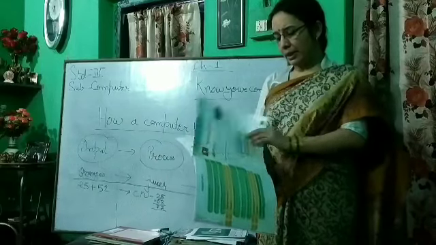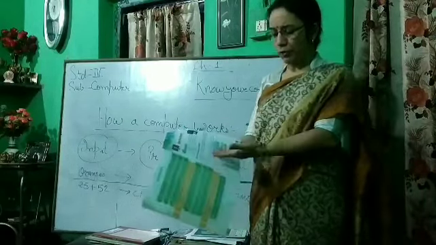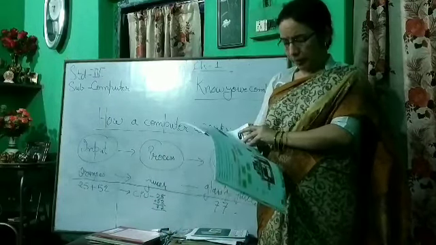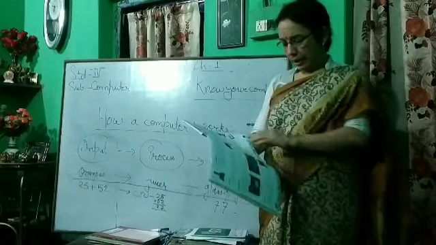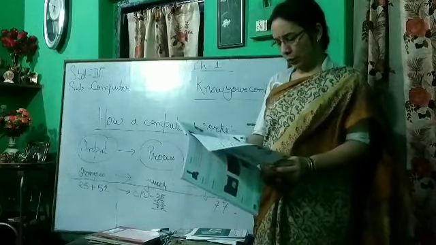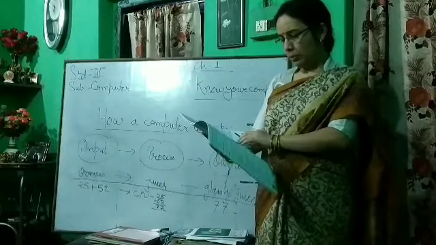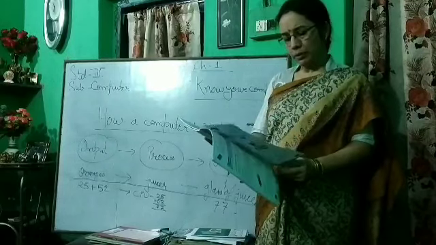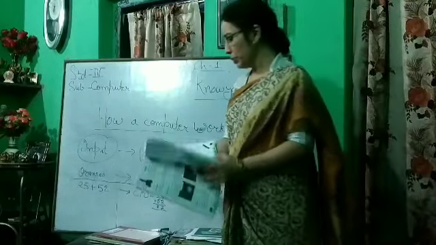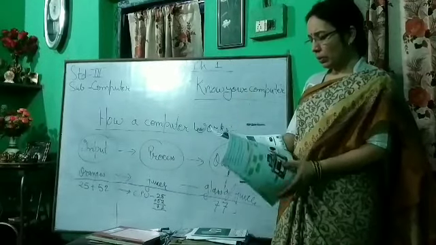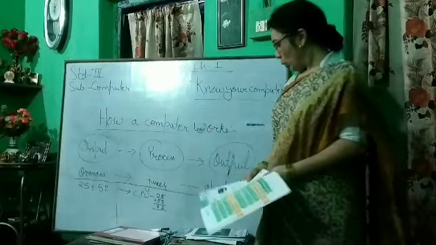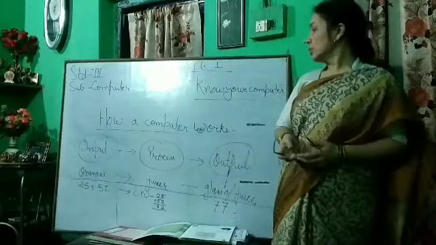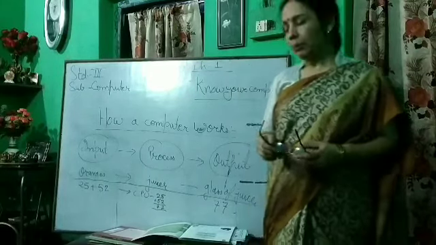In this chapter many things are there to discuss. First topic given is how a computer works. Then computer system, its parts, hardware. Some hardwares are given, then software, storage devices, types of software. So these are some topics we will talk about. So our first topic is how a computer works.